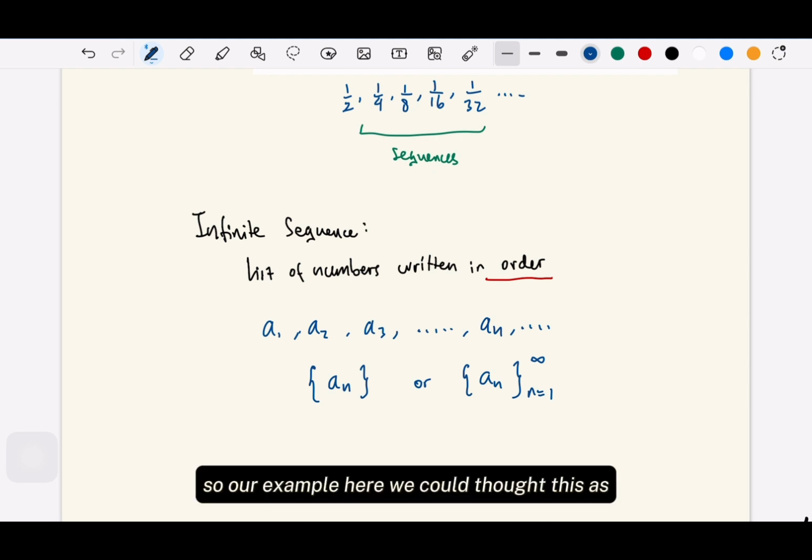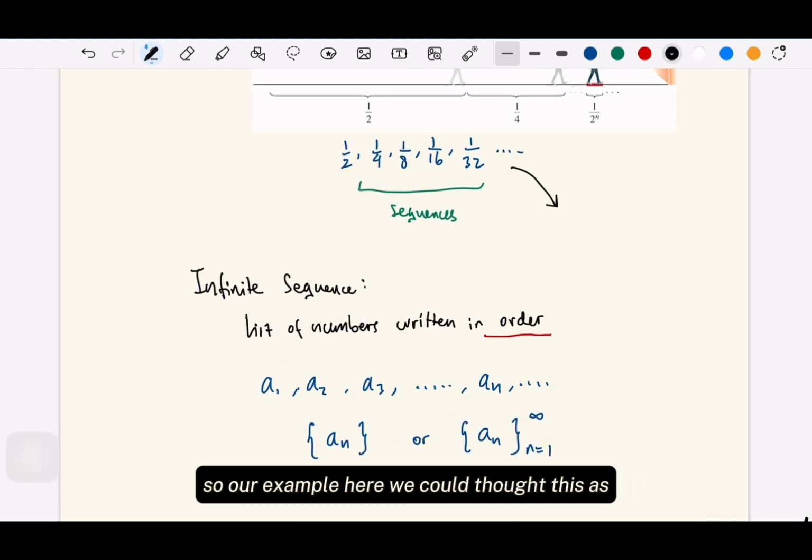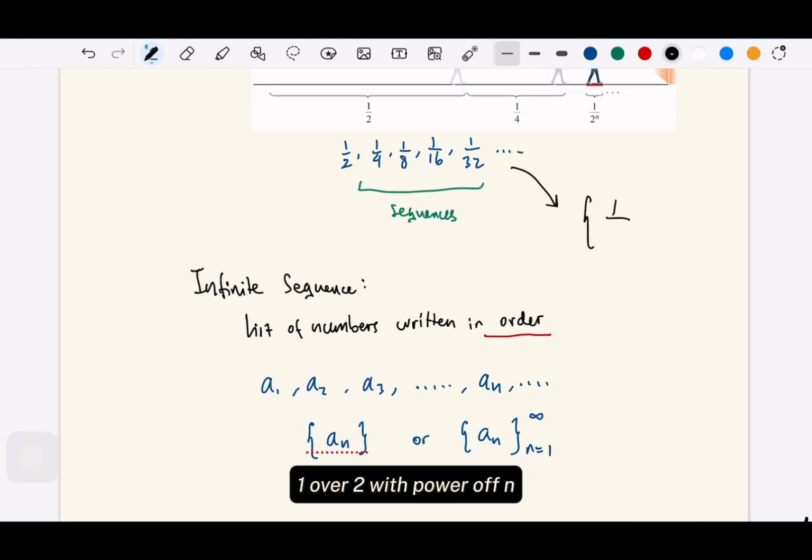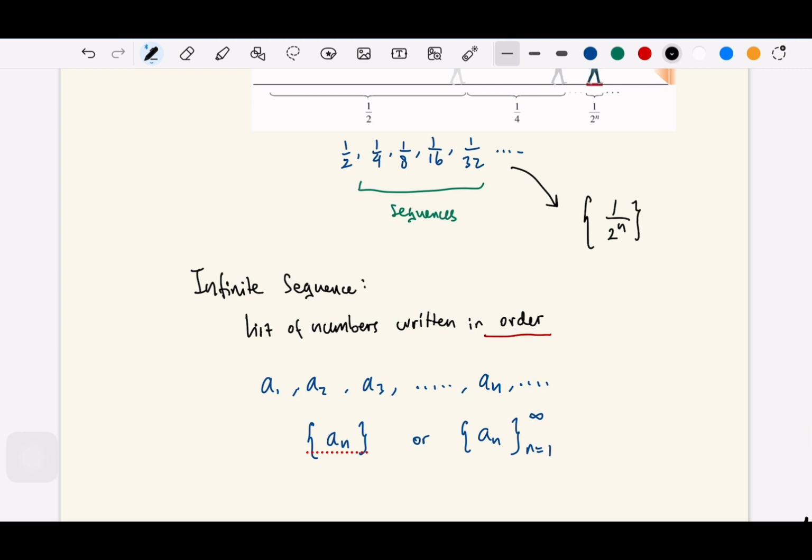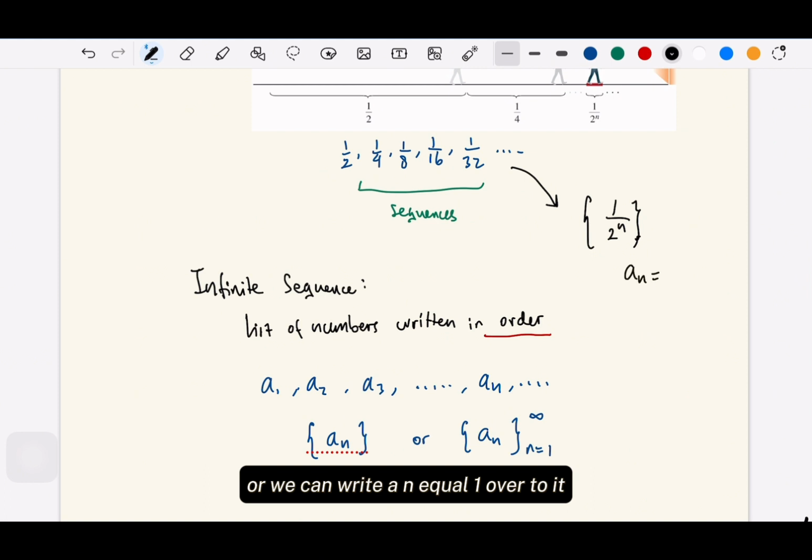So our example here, we could think of this as 1/2 to the power of n, okay, if we start from n equal 1, right? Or we can write a_n equals 1/2 to the power of n like that.